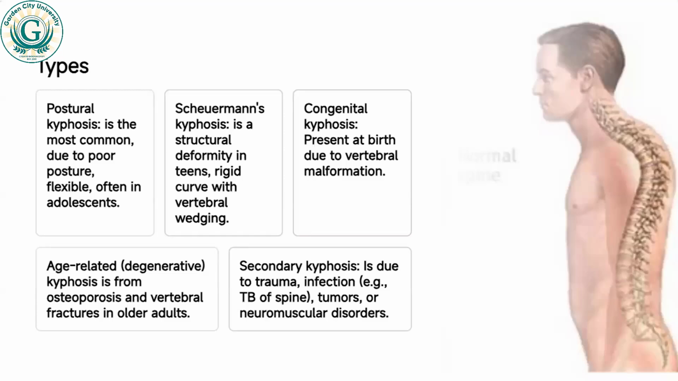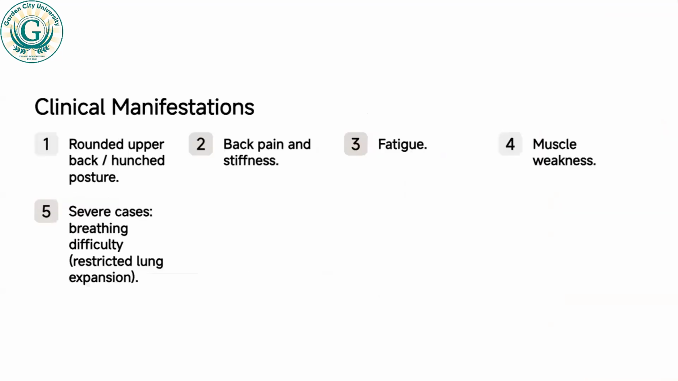It can also even lead into pathological fracture. Okay. And then we have secondary kyphosis. This is due to trauma or infections or TB of the spine, tumor or neuromuscular disorders. So it could be as a result of some infection or some trauma that will lead into the kyphosis. That's why it's secondary. Maybe someone has tuberculosis and it leads to affecting the spine. That leads into the kyphosis.